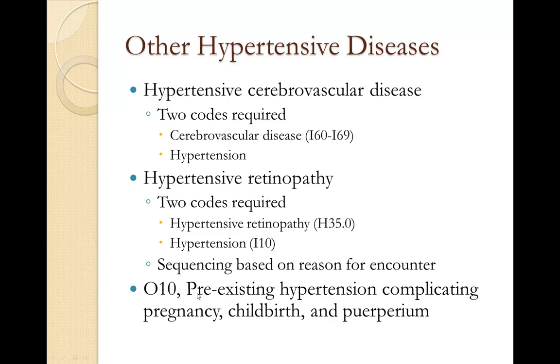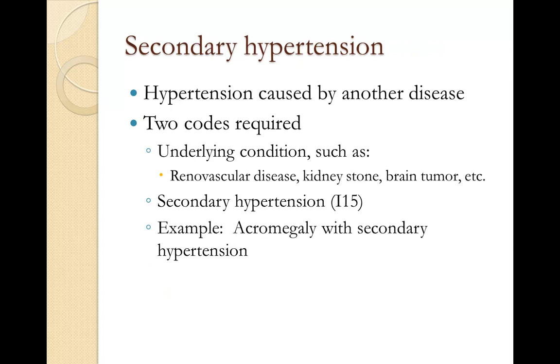And then I always mention pregnancy, so remember that your pregnancy codes take precedence. So we have O10, something out of that category for some sort of pre-existing hypertension in pregnancy, as opposed to preeclampsia. And then here you could have an additional code to specify the type of hypertension.